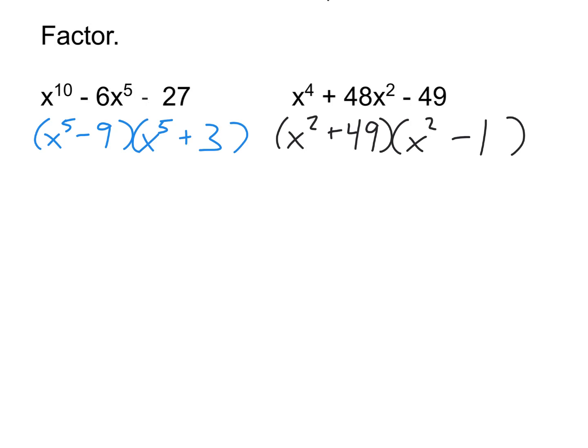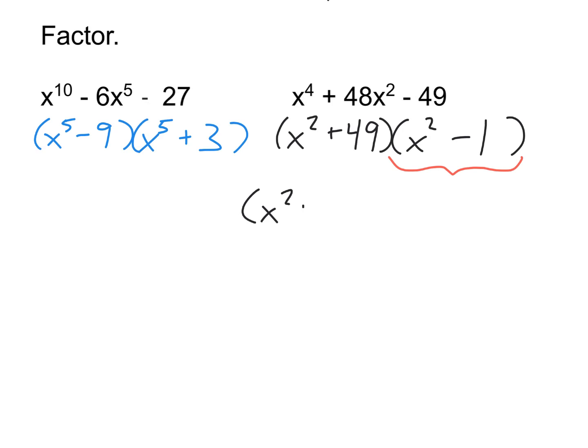Now again, we need to take a look at each of those two sets of parentheses, see if they can factor further. So x squared plus 49. The 49 is a perfect square, but it's adding it, not subtracting it. And so that one cannot be factored. How about the x squared minus 1? Well, it is x squared, it is subtracting, and 1 is a perfect square because 1 times 1 would give us 1. So that one is factorable.